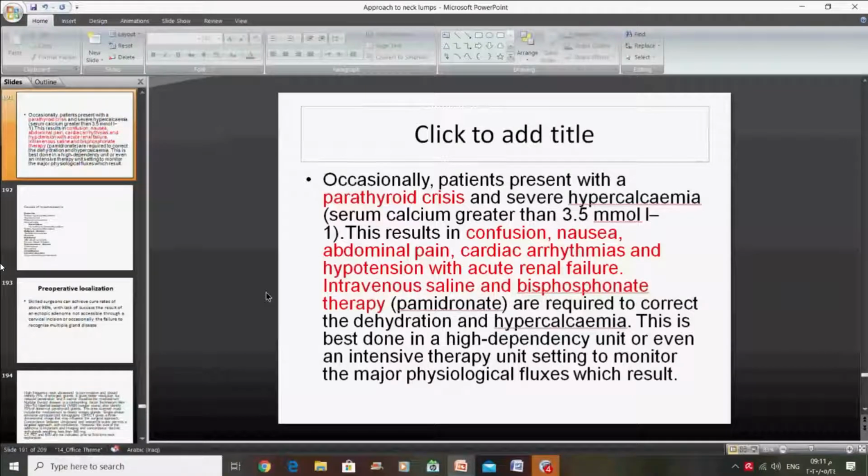Sometimes the patient with primary hyperparathyroidism presents with parathyroid crisis, with severe hypercalcemia. The calcium is more than 3.5 millimole per liter. The result is confusion, nausea, abdominal pain, cardiac arrhythmia, and hypotension with acute renal failure. Treatment: intravenous saline and bisphosphonate therapy, such as pamidronate, are required to correct the dehydration and hypercalcemia. This is best done in a high dependency unit or even in the intensive care unit.